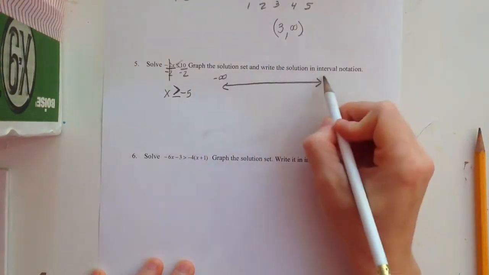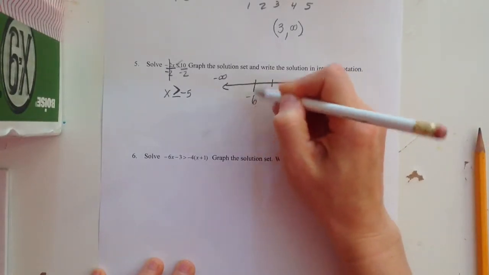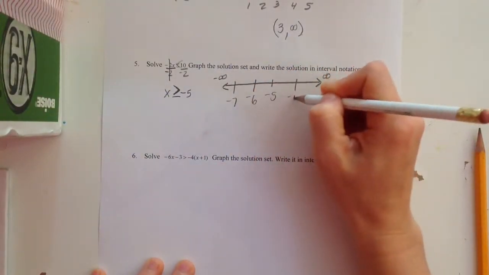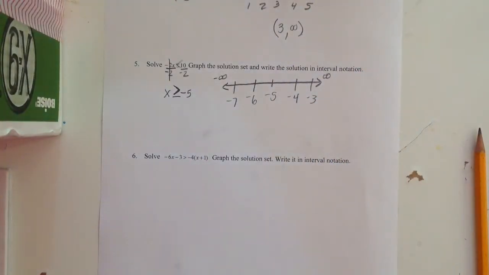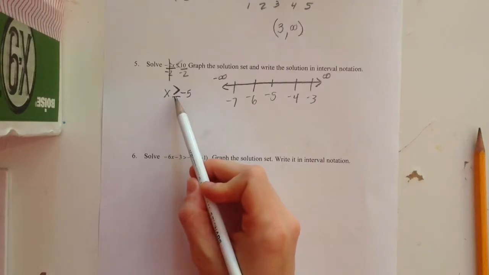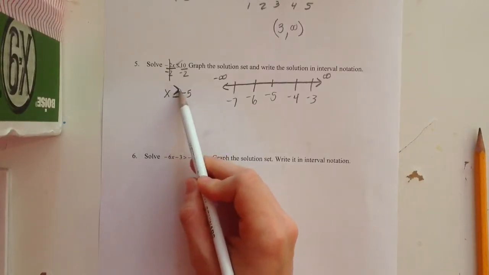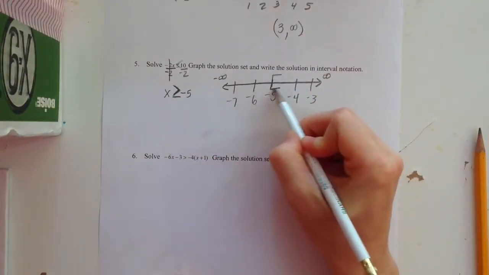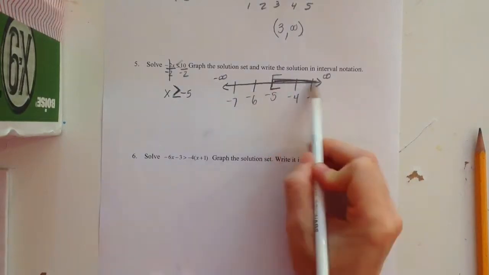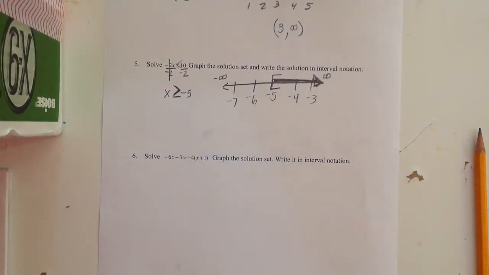Remember, negative infinity is to the left, positive infinity is to the right. I have -5, -6, -7, -4, -3. Remember, you got to figure out if you're going to use a bracket or parentheses, and because I have a line underneath it, I'm going to use a bracket. And since I'm pointing to the right, I'm going to shade to the right. So I have a bracket at -5, and I'm shading all the way to positive infinity. So my interval notation will match this graph completely.